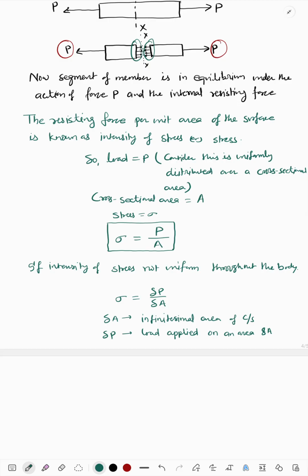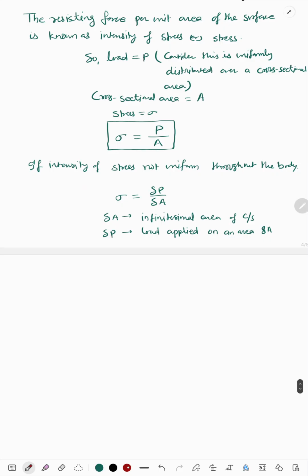Next we will see proof stress. How is proof stress defined? It is the stress at the elastic limit. So up to the elastic limit, whatever stress we get is called proof stress.